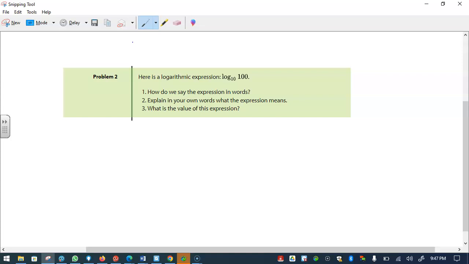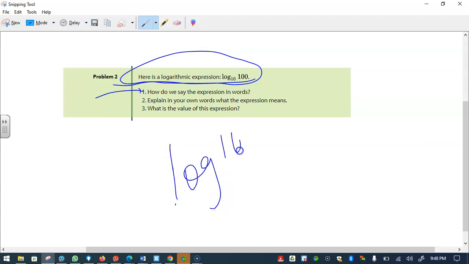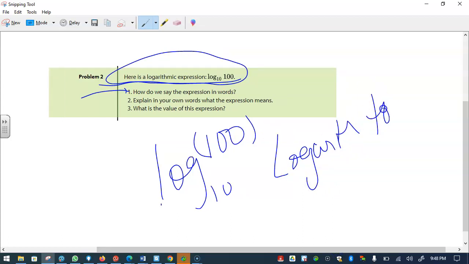Can you pause this video for a while and see if you can figure out this given expression? First question is, how do you say the expression in words? Basically, how do you read this? I like to put a parenthesis and say, hey, this is logarithm. So you say logarithm to the base, because the base is important, because the reference is 10. So that's 10. How many times do you multiply 10 to get this? That's what it is.